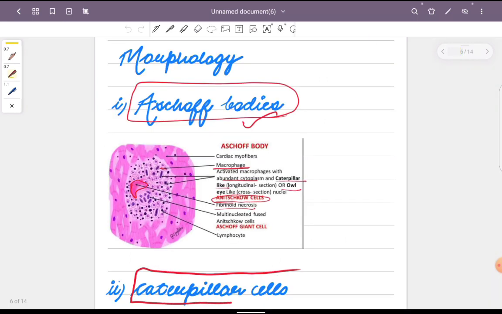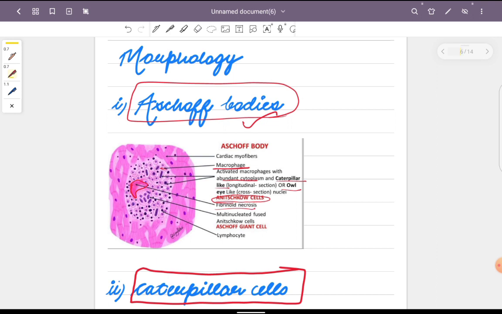So now let's talk about the morphology of rheumatic heart disease. You can see in the diagram there are Aschoff bodies. Aschoff bodies are the pathognomonic feature of rheumatic heart disease. This is very important for MCQs, or this question can be asked in your viva also. You can see in the center there is fibrinoid necrosis. Surrounding it are the activated macrophages with abundant cytoplasm. They are known as caterpillar cells, owl eye cells or Anitschkow cells.